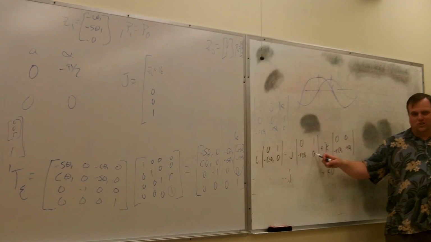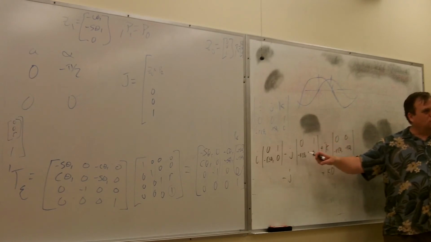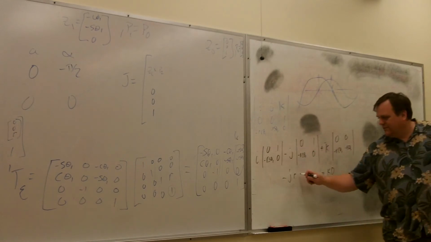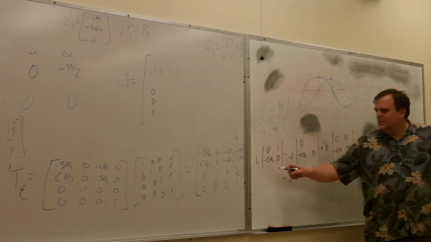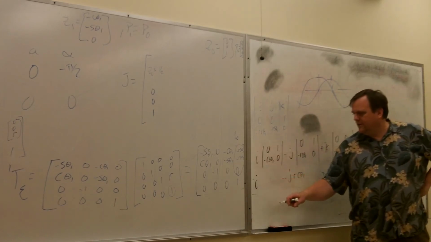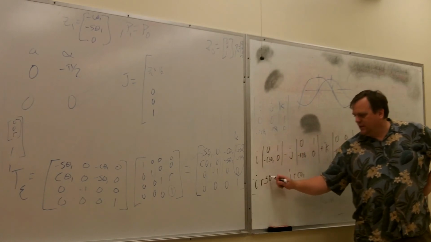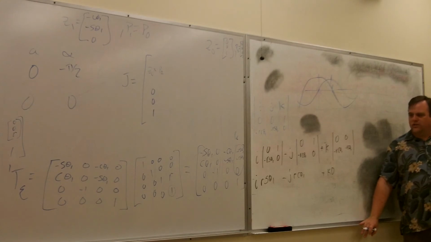Negative r cosine theta. 0 times 0 minus minus 1 times that, so it's minus a negative, and you get r cos theta. Not that bad, is it? How about this one? 0 minus, you get r sine theta 1. Agree? So then reconstructing this, right?